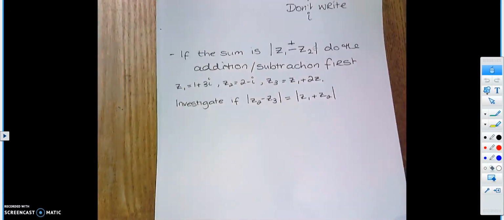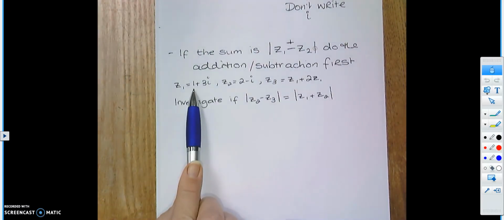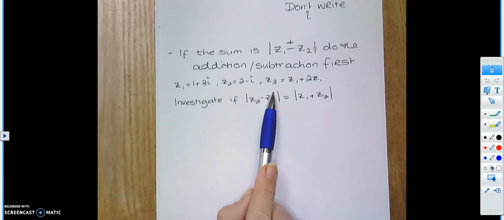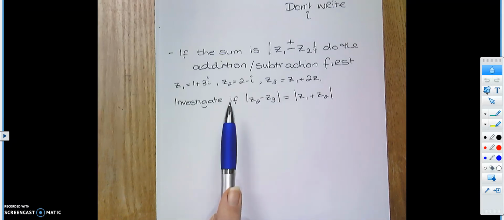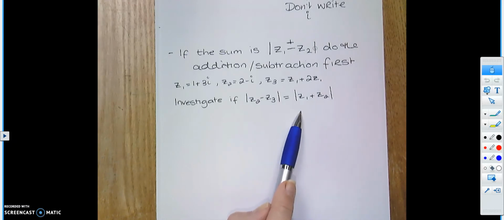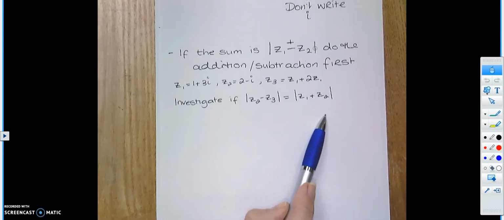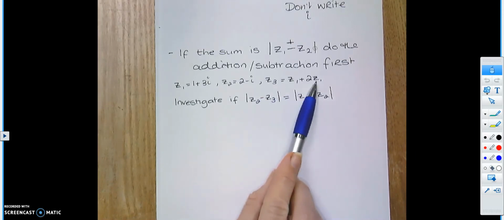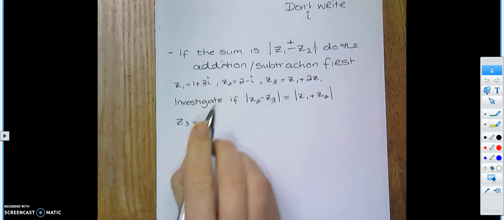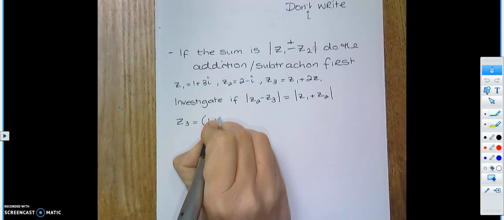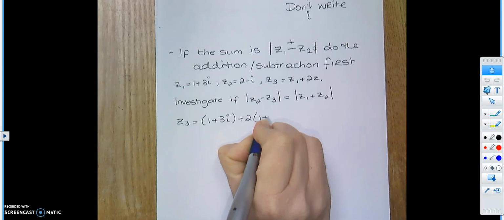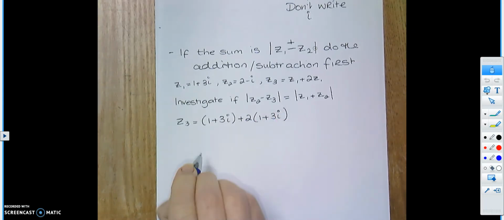So here's a little example again off the papers. z1 they gave us as 1 plus 3i, z2 was 2 minus i, z3 was z1 plus 2z1. We want to investigate if the modulus of z2 take away z3 is the same as the modulus of z1 plus z2. So to do this, we have to first find out what z3 is. z3 is straightforward addition. Remember to write it down with brackets.